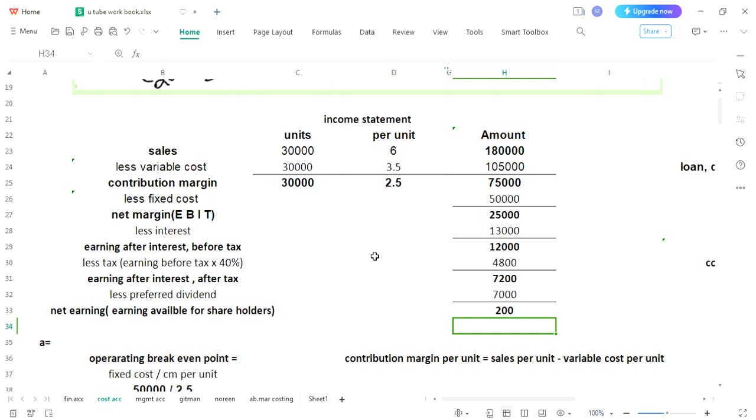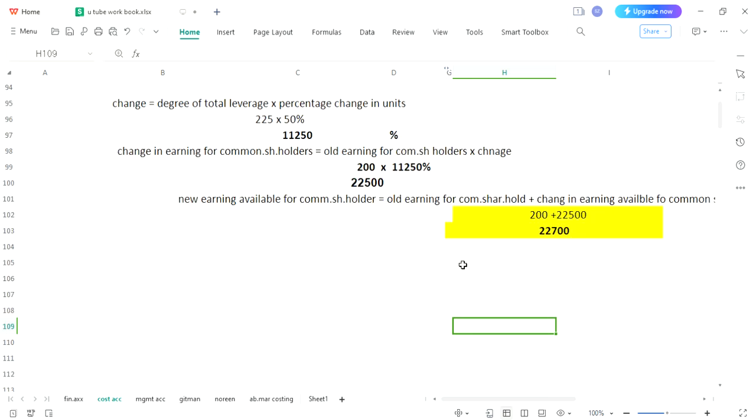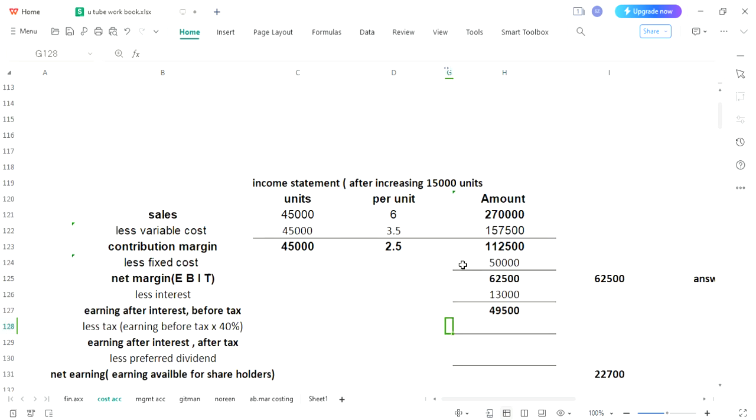Next step is to calculate your tax over here. How would you calculate earning before tax? This is your earning before tax, 49,500, and you will multiply it with 40 and divide it by 100, and you will get your tax. Keep in mind, our answer should be equal to 22,700.